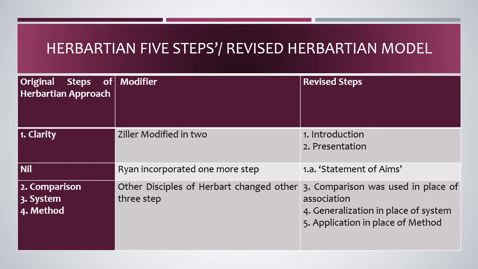Still other disciples of Herbart changed the names of the other three steps. The term comparison was used in place of association, generalization in place of system, and application in place of method. Thus resulted five steps in place of four. So these five steps are termed as Herbartian five steps of teaching.